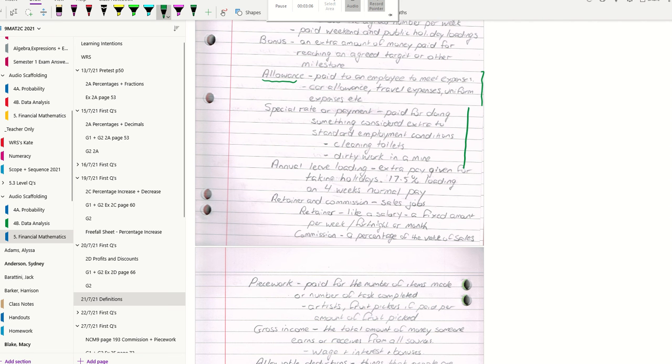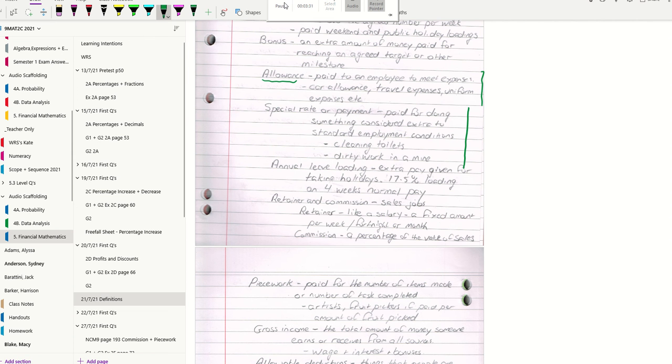Special rate of payment. All right, so here is what I was referring to before. It's paid for doing something considered extra to the standard employment conditions. So it might be you're a cleaner and you're paid a certain rate for cleaning. Cleaning toilets is considered to be more than what people would expect to be doing under those standard conditions. And so you might get paid a special rate when you're cleaning toilets.